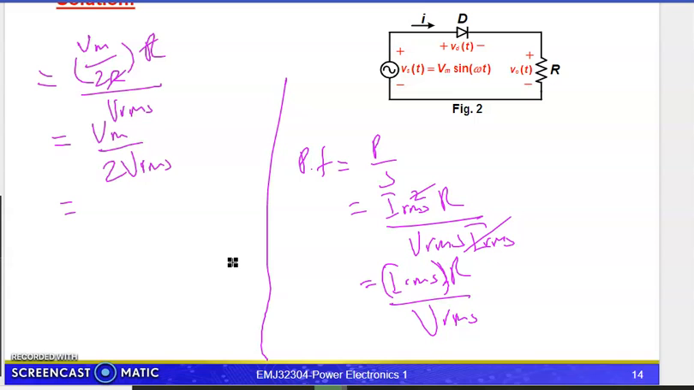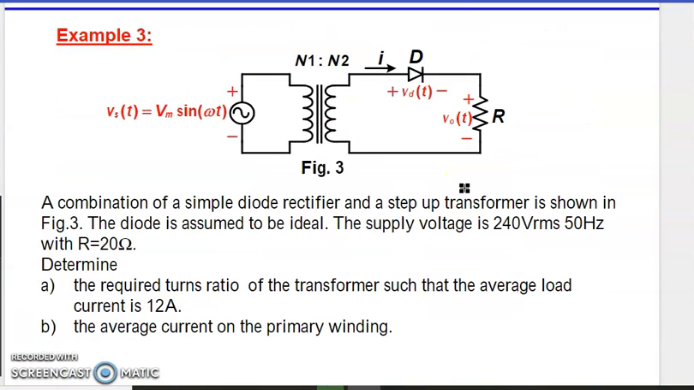Vmax is what we calculated before, which is 340. So 340 divided by 2 times 240. You get 0.71. So this is your power factor. Okay, settled for example 2.